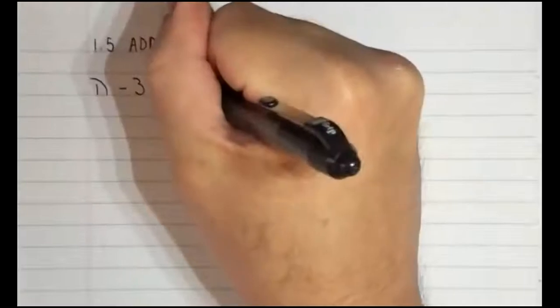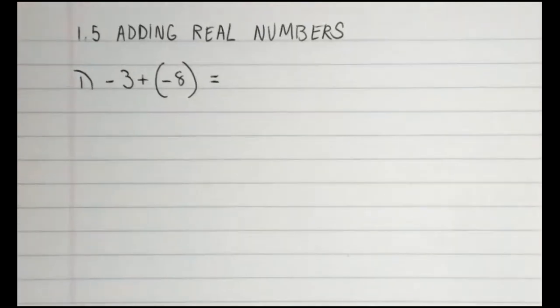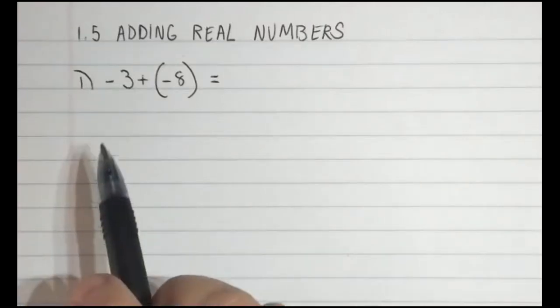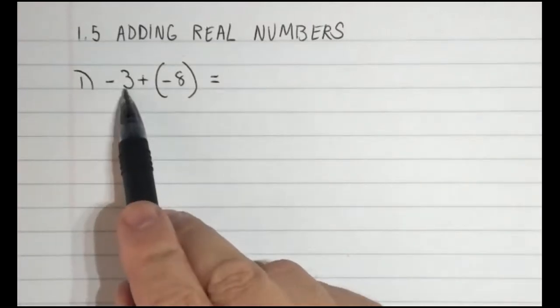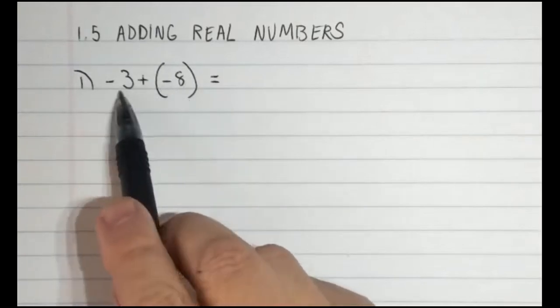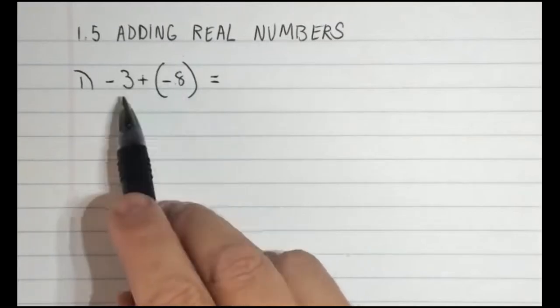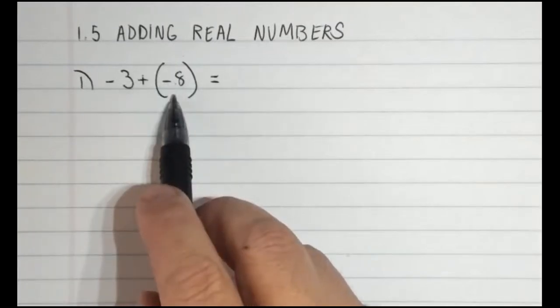First one, you got a -3 being added to a -8. So again, we're going to ask ourselves, are these signs the same or are they different? In other words, what do we have? We have a -3 added to a -8. Can you all agree that these signs are both negative? So they're the same sign. They just happen to be negative.